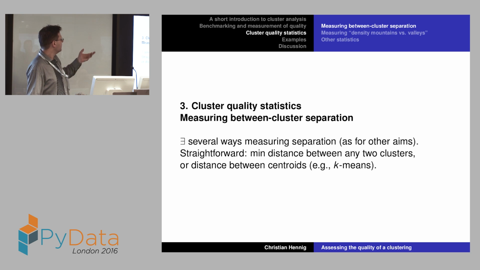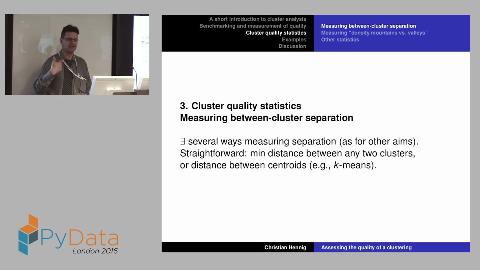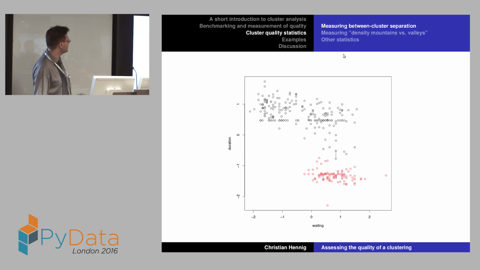And the first one I'm going to talk about is measuring between cluster separation. There are several ways of doing this. Unfortunately, not only are there several possible clustering aims, there are also several ways of approaching each single one. And there are some straightforward ideas. One idea is, let's say we want to look at the black and the red cluster here, to take basically the minimum distance between any two objects of different clusters. That would give you this.